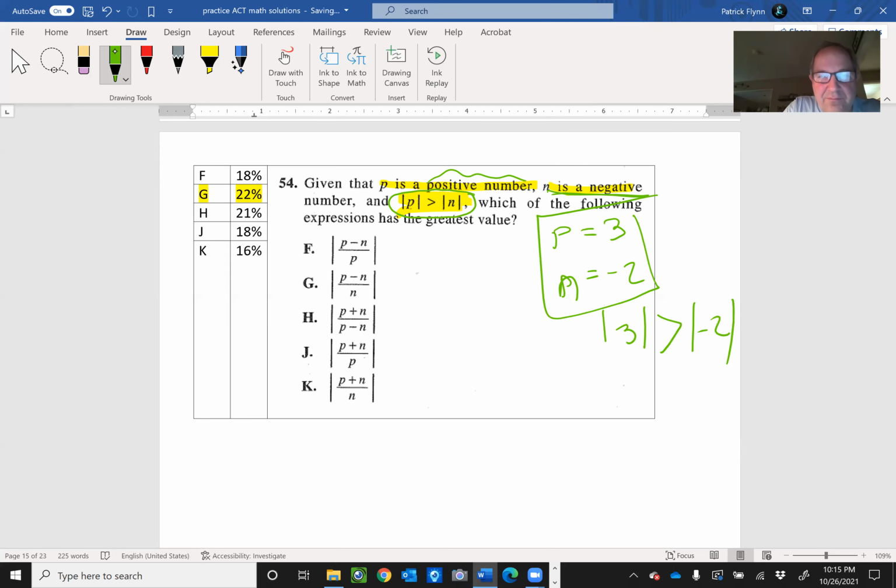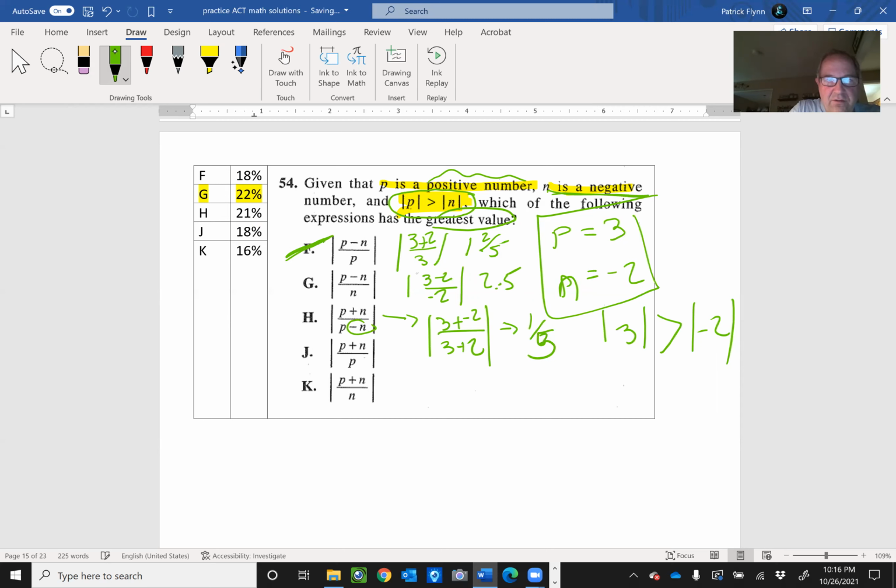And what I do is just plug them in. So this would be 3 plus 2. We're trying to find the greatest value. So 3 plus 2 over 3. That's going to be 1 2/5. This one would be 3 minus 2 over negative 2 rather, and that's going to be 2.5. So see what I'm doing? I'm just kind of plugging in the numbers and seeing. This one here would be 3 plus a negative 2 over 3 plus 2, because of the two negatives there. And that winds up being 1/5. So far I'm like, no. So far this is our biggest answer, right? And it's looking like that's the answer we're going to have.